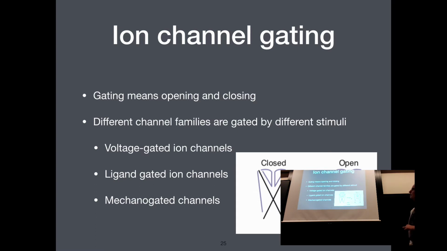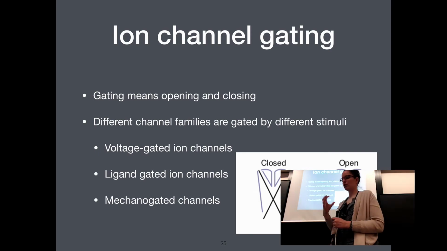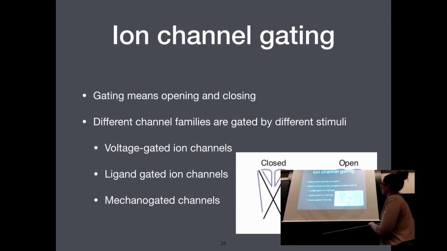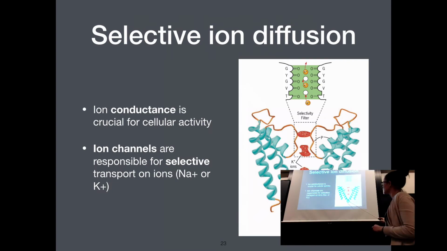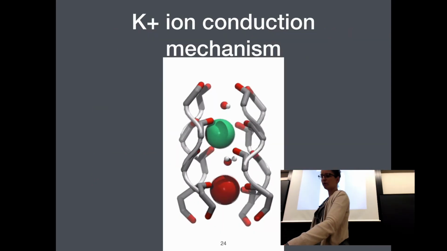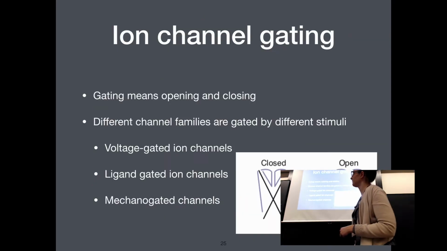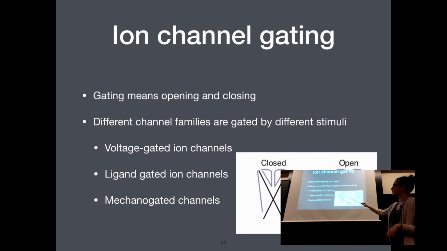And different channels will be gated by different stimuli. Stimuli means the external thing that changes the properties of the channel. So this one I just showed you from bacteria is gated by pH. If you change the pH, you open the gate or you close it. But more advanced families of channels are gated by other things.